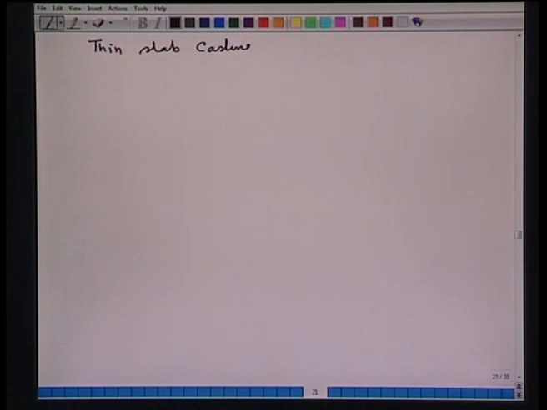Thin slab casting. Now, in thin slab casting, a thickness of less than 100 millimeter is called thin slab casting. Normally, the thickness varies between 60 millimeter to 80 millimeter. Now, what are the issues in case of thin slab casting? Just now we discussed high speed slab casting. What are the issues in case of thin slab casting?